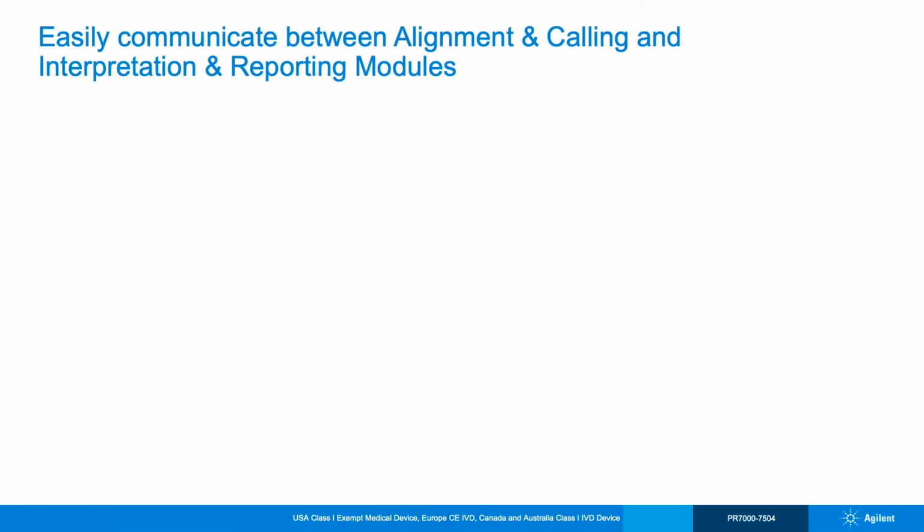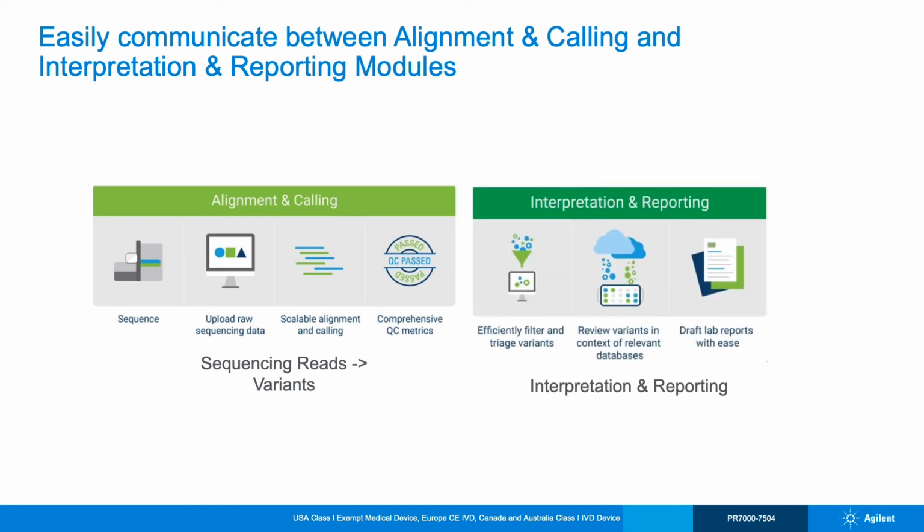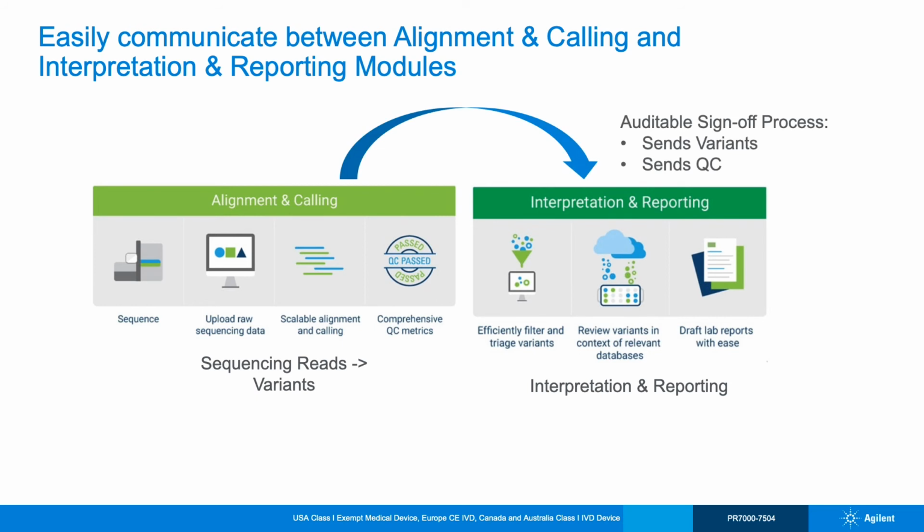While we have covered the alignment and calling module for the Alyssa family, we actually have two separate modules: the alignment and calling module, which covers the sequencing reads to the variants, and the interpretation module, or the tertiary module, where we have interpretation and reporting of these variants. While these are separate modules, they can communicate with each other. For example, the alignment and calling module can send variants and QC data through an auditable sign-off process to the interpretation and reporting module.